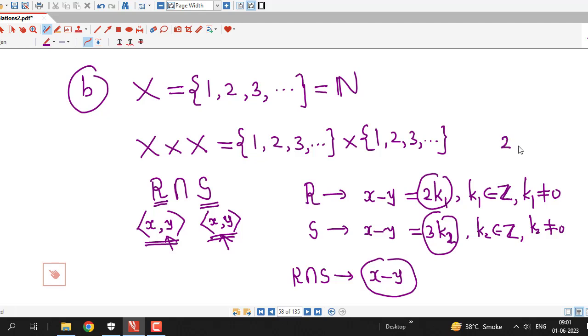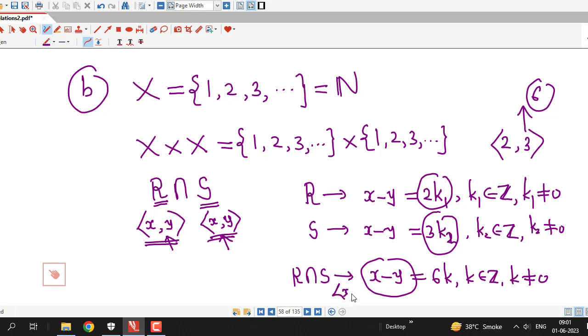We know that 2 and 3 have their least common multiple as 6. So if I consider X minus Y equal to 6 into K, where K belongs to Z and K is non-zero, then the ordered pair XY for which X minus Y is a multiple of 6 will satisfy both conditions, because 2 divides 6 as well as 3 divides 6. 2 and 3 both divide 6, and 6 is the least common multiple. So if we consider X minus Y as a non-zero multiple of 6, then the condition of R as well as the condition of S will be satisfied.